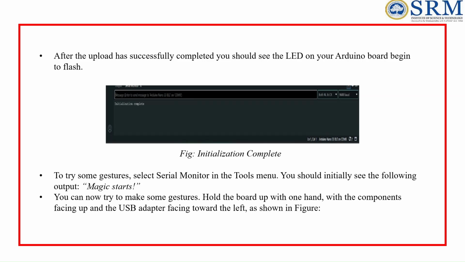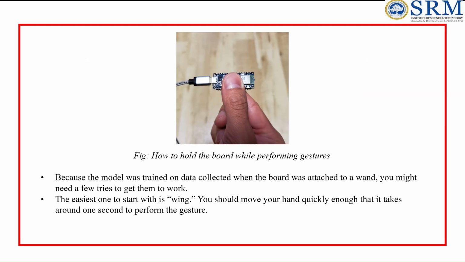Now comes the fun part. Open the serial monitor from the Tools menu, and you should see the message "Magic starts." This means the wand is ready. Hold the board in your hand as shown in the instructions, with the components facing upwards and the USB connector pointing left. Now let's try performing gestures.